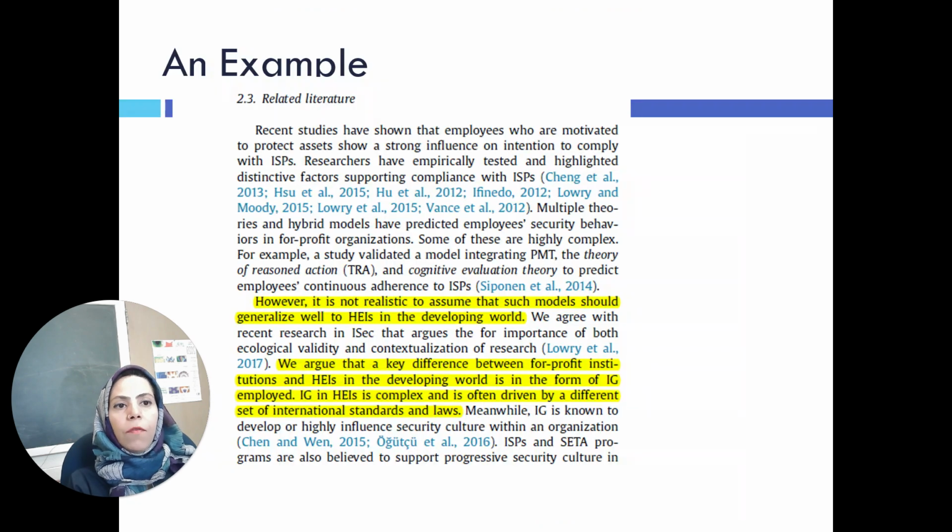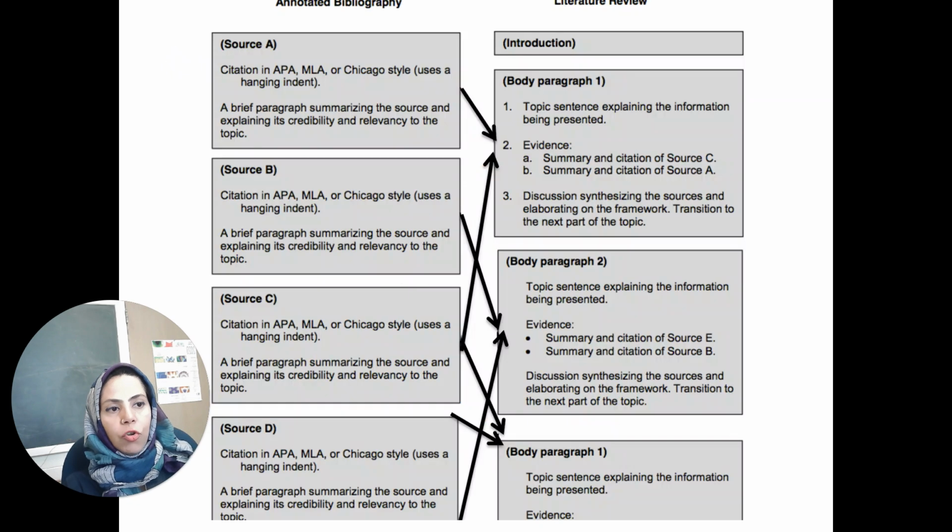Okay, now I'll give you one of the examples where I'll show you this thing actually happening, where there's a perspective and there's an evidence of it, and then the researcher is critiquing in his or her own words.